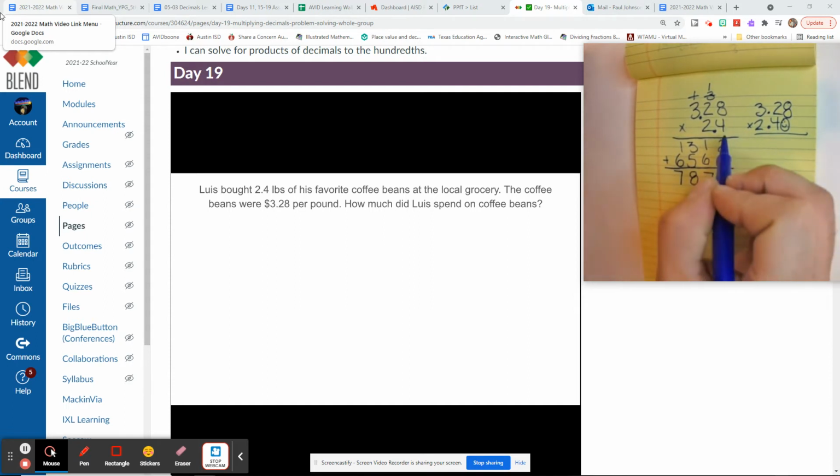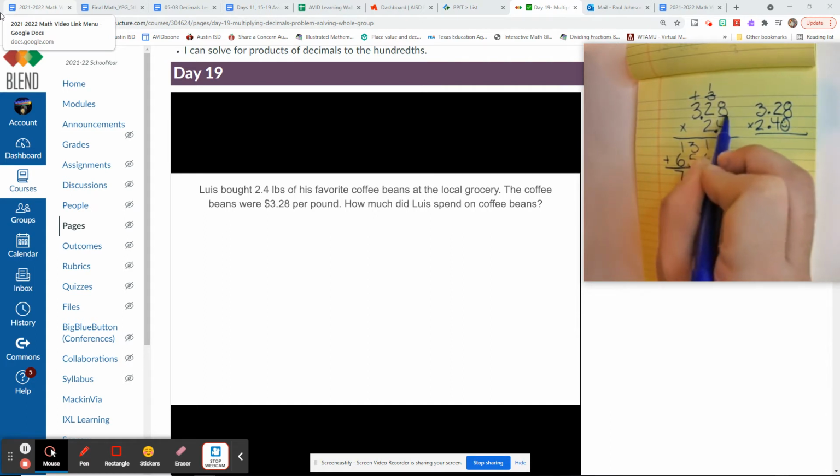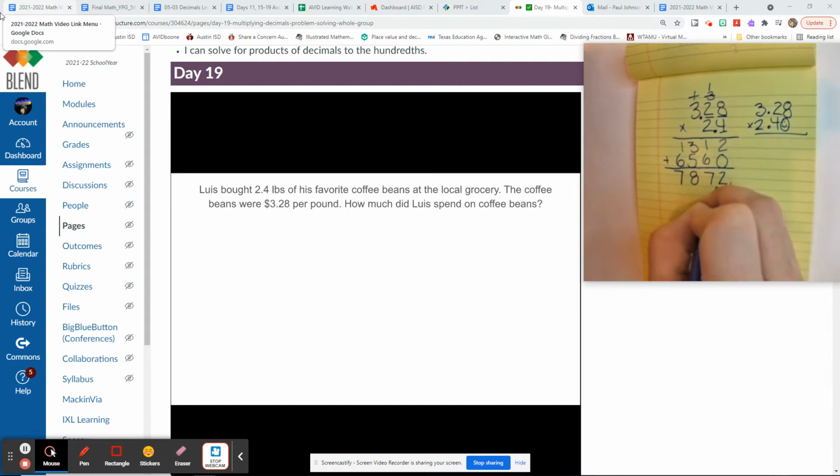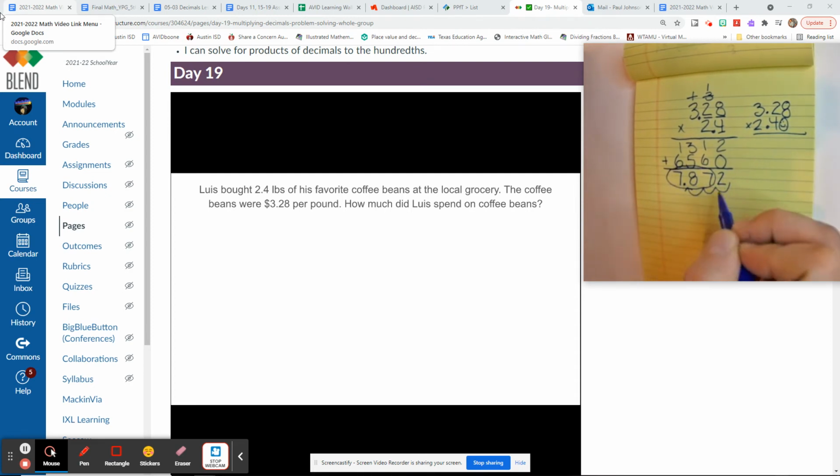Okay, so now we need to adjust where the decimal point is. So there are 3 decimal places in our problem, so there's 3 decimal places in our solution. All right, so this is kind of like one of those problems that's going to round off, because at the grocery store you can't pay 2 thousandths of a dollar. That's like 1/10 of a penny or 2/10 of a penny. So you're looking at like $7.87.